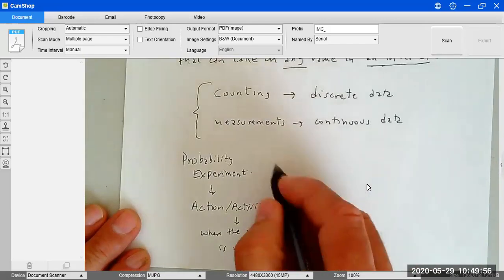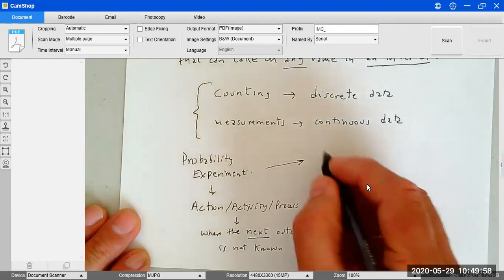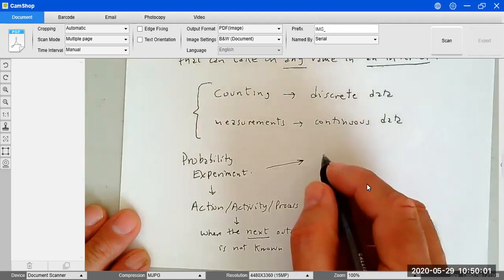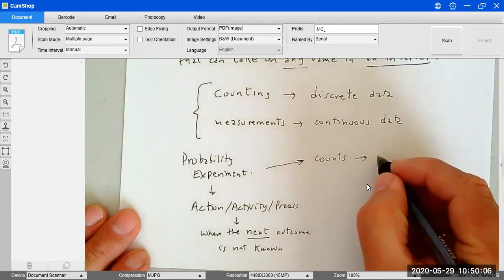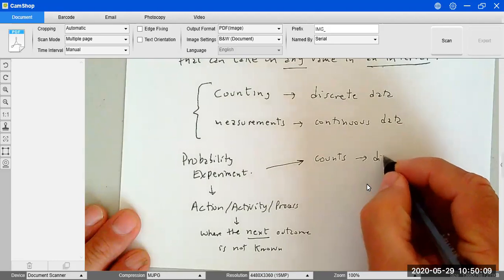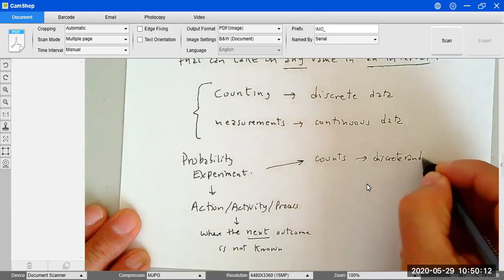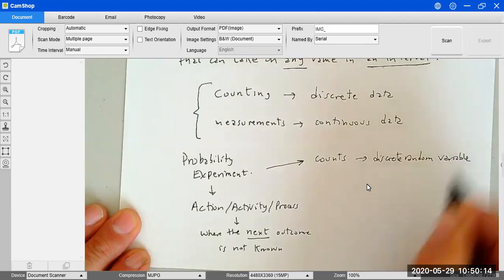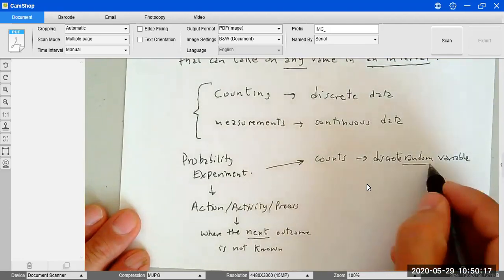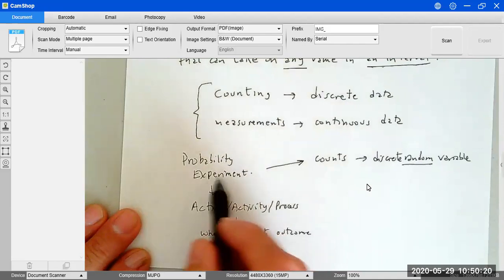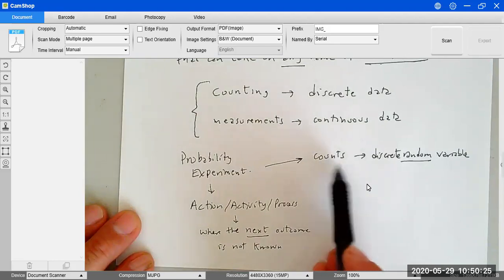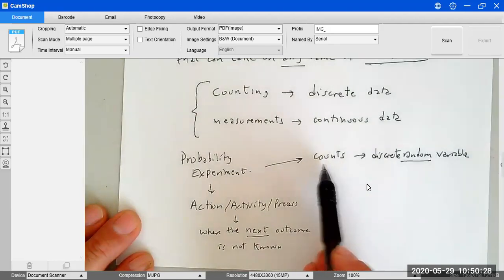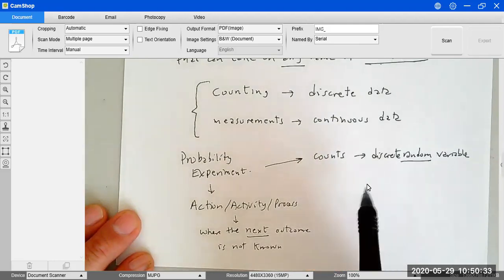So if the probability experiment is providing you with counts, then you're going to have a discrete random variable. It's random because it's coming from a probability experiment. It's discrete because you can list the possible values. Usually counts can be listed with whole numbers, 0, 1, 2, 3, 4, up to infinity.